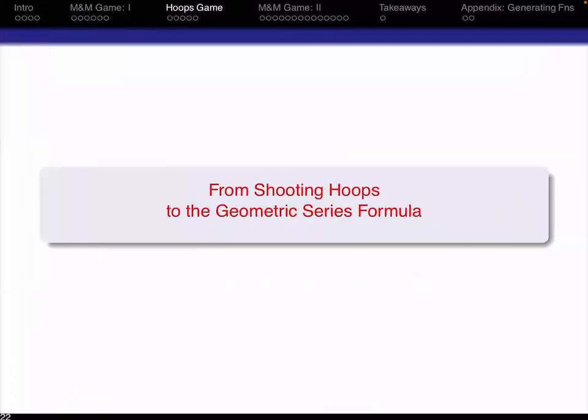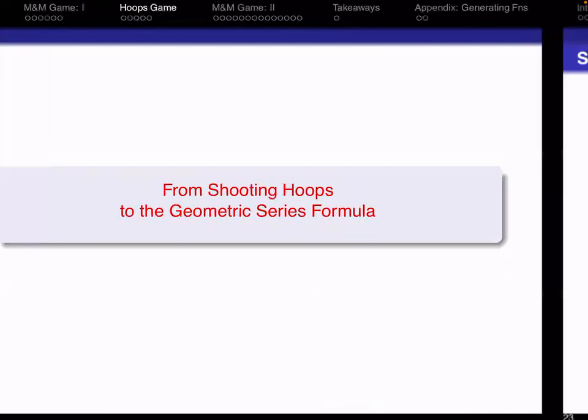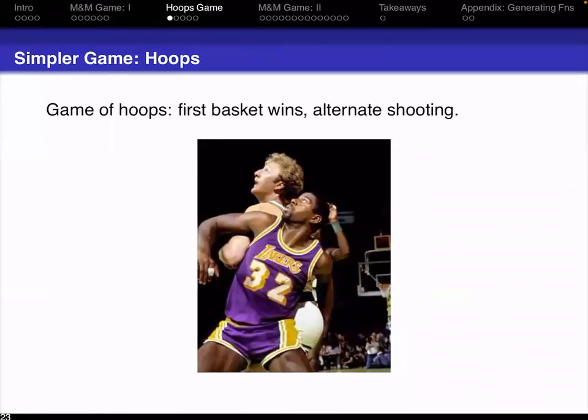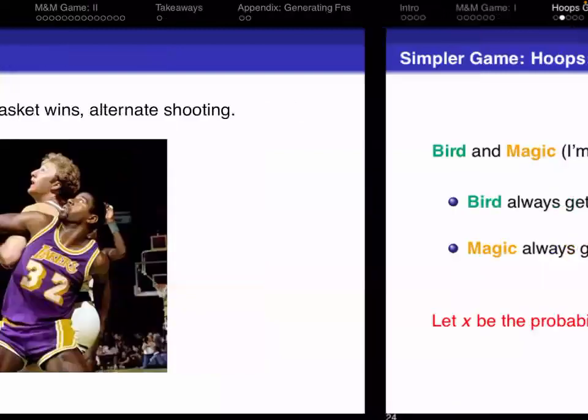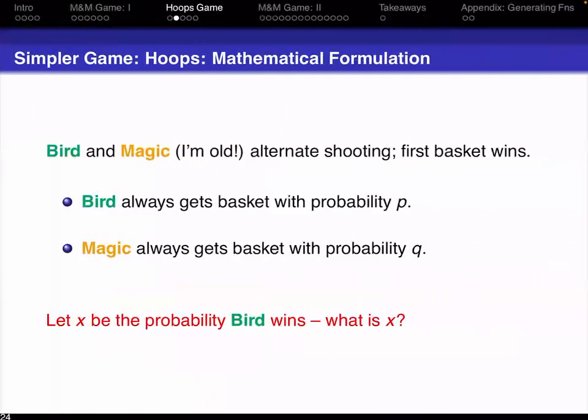All right. The next part we've seen before, so I'm going to go through this pretty quickly. One of the reasons I like to do this is a chance to review some of the material from earlier in the semester and really drive home how valuable this is. We've seen the hoops game before. Again, I'm old. I like Bird and Johnson. The first one to make a basket wins. Bird always gets it with probability P, Magic with probability Q.